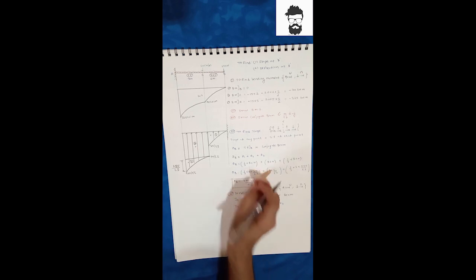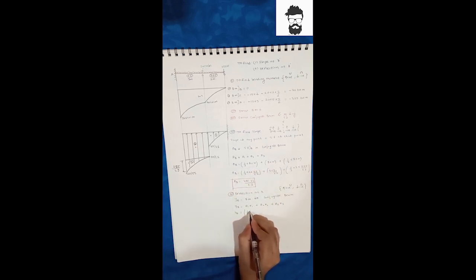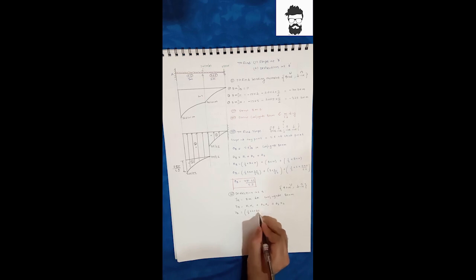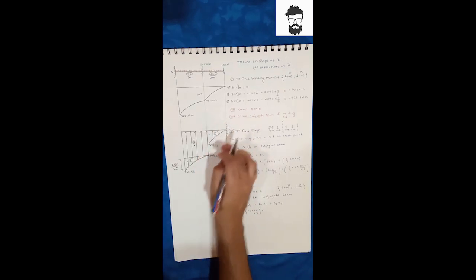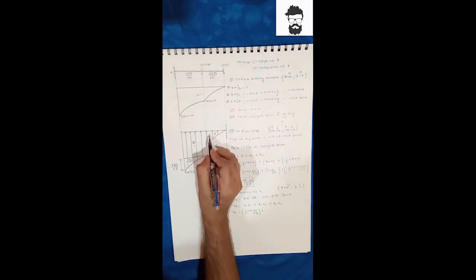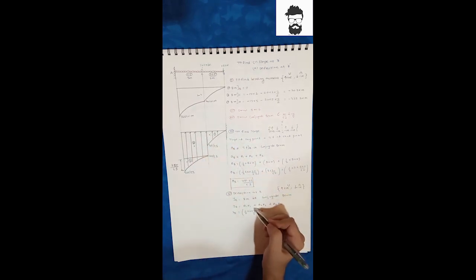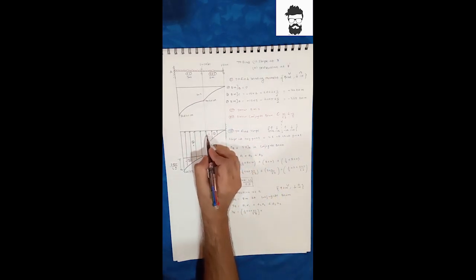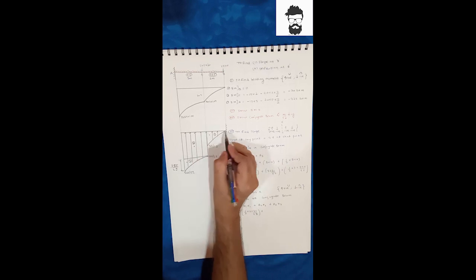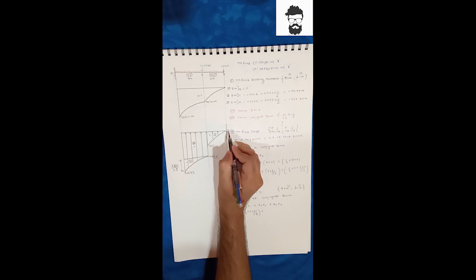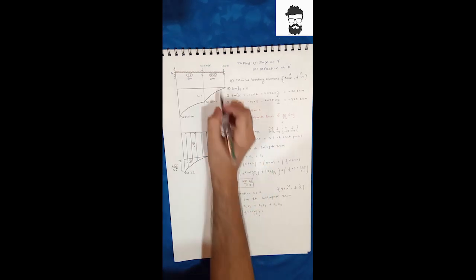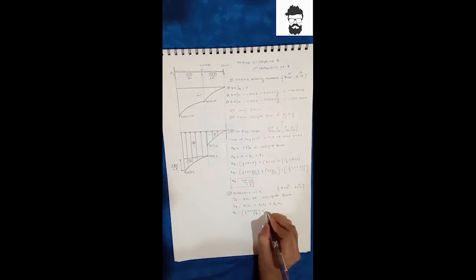So A1, we know A1, 1 by 3 into 2 into 35 by EI. We need to find x1. For this we need to remember, the CG for this area is L by 4 from the perpendicular side and 3L by 4 from the vertex. So we are finding it from B, so it becomes 3L by 4. Here L is nothing but its base 2, so 3 into 2 by 4.